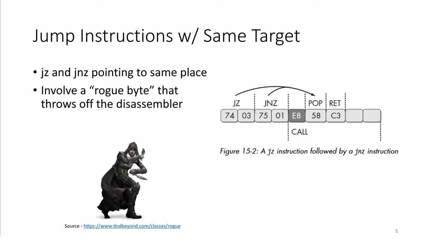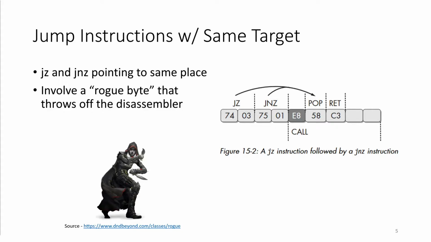First up is jump instructions with the same target. In the book, the author states that this is the most common anti-disassembly technique. A good example of this is when a jump 0 instruction is immediately followed by a jump not 0 instruction pointing to the same location.